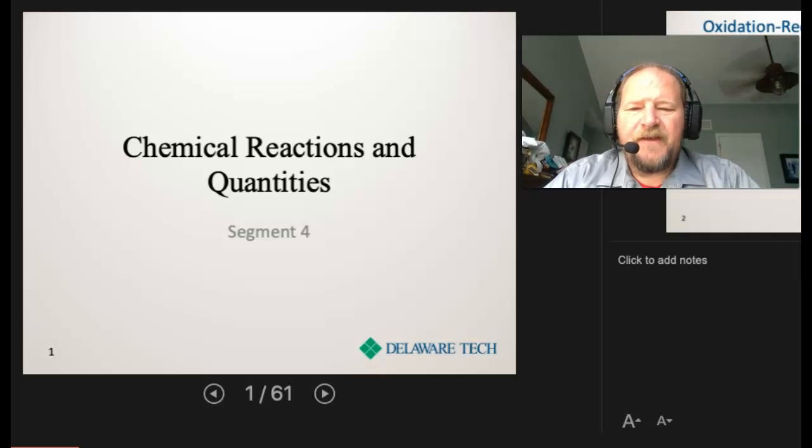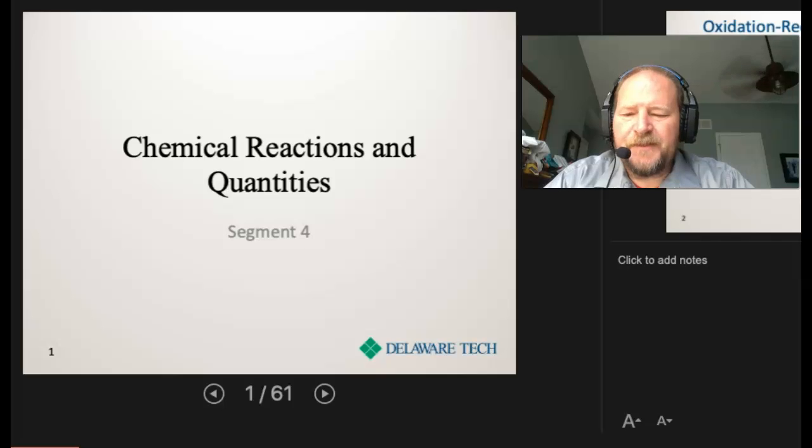So, segment 4 of chemical reactions and quantities. Up to this point, we've talked about chemical reactions, and then we talked about balancing, and then we talked about types of reactions, and we looked at the first 4 types, being combination, decomposition, single replacement, and double replacement.